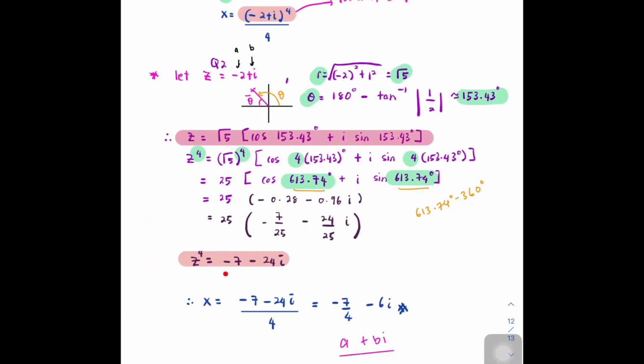So this is not our final answer yet because for our x, we need to take this answer here, divide by 4. So let's divide minus 7 divided by 4, minus 24 divided by 4. So this is our final answer in terms of standard form, minus 7 over 4 minus 6i.